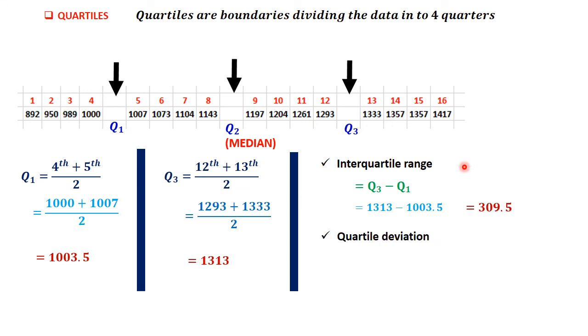Again, we have the quartile deviation, which is a half of that. It's the interquartile range divided by 2, so it will be 309.5 divided by 2. And so the answer will be 154.75.